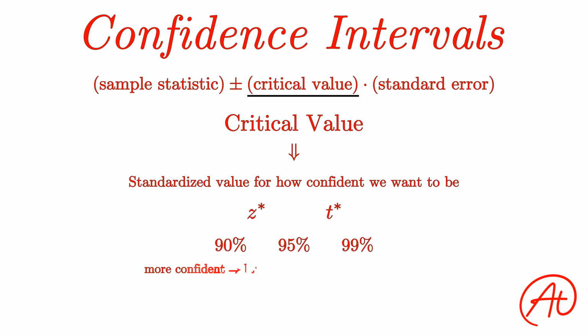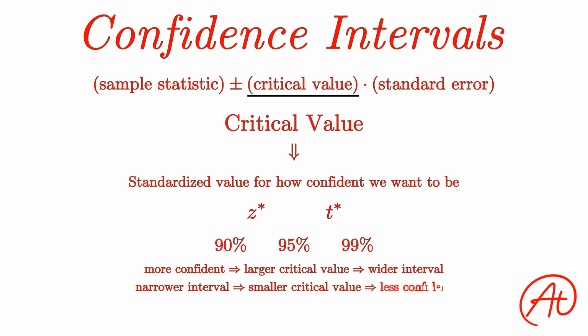If we want to be more confident in our interval, our critical value and thus our margin of error would have to be larger in order to be that much more confident in our interval. This makes us more confident, but it may be less informative because it means that the true population parameter could be in a wider range. If we wanted a narrower range, we would have to use a smaller critical value to make a smaller margin of error, but then we would be less confident in the result.